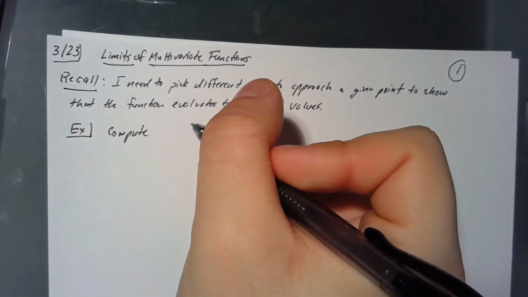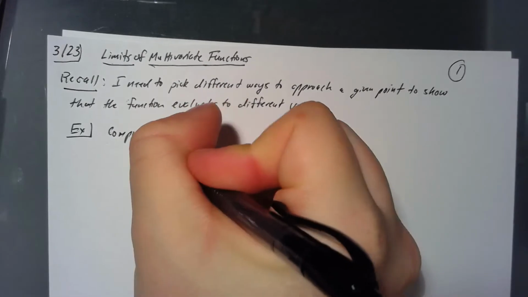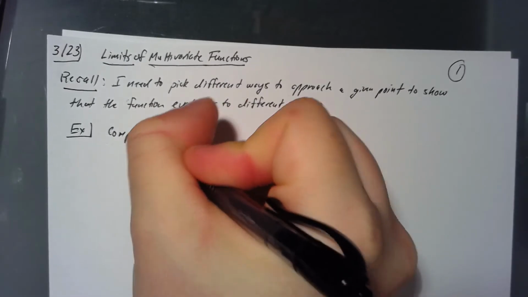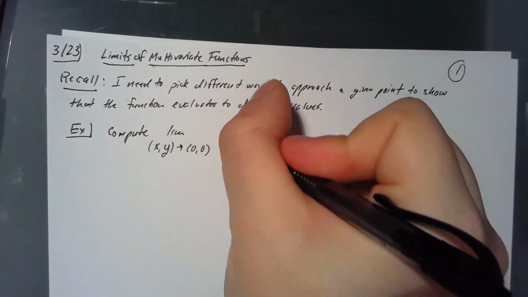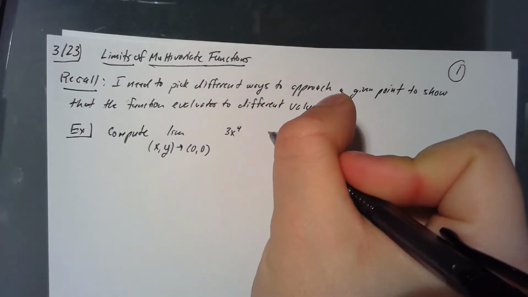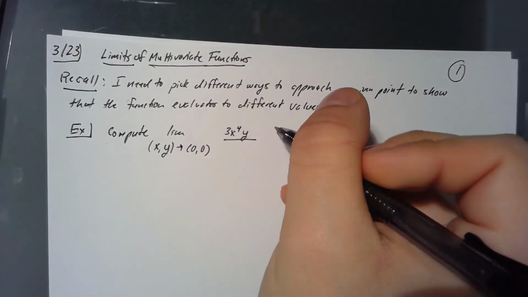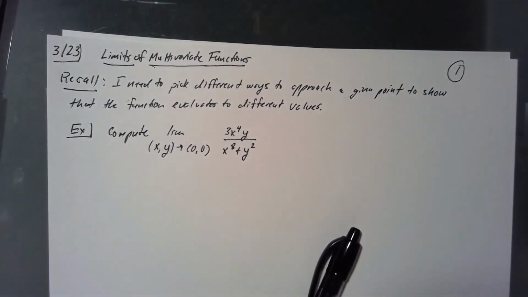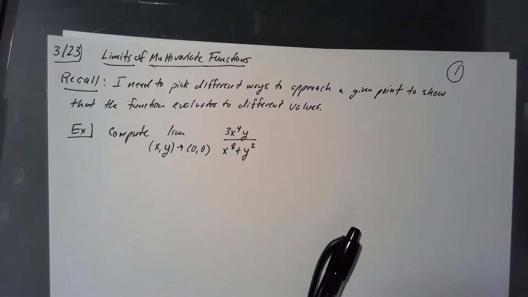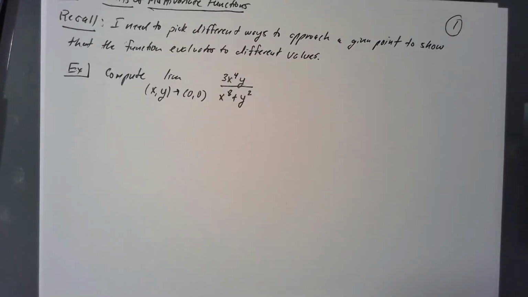So compute the limit as the ordered pair x comma y approaches 0, 0 of 3x to the 4th times y all over x to the 8th plus y squared. Okay, so how are we going to do this? Well, I ask you to compute that multivariate limit.